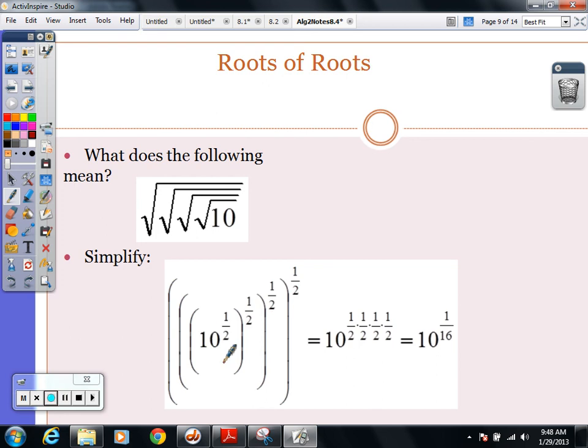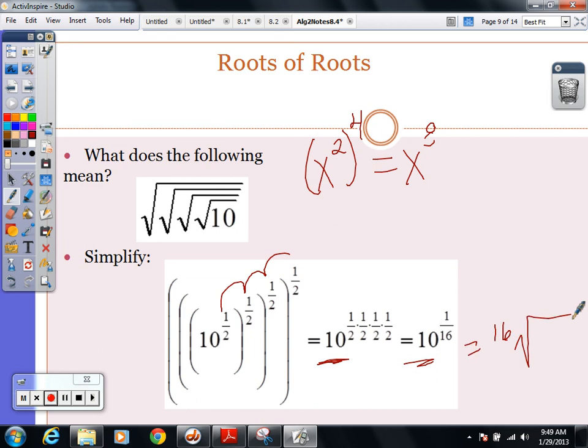This is not as bad, because when I change the square root of 10 to 10 to the 1/2, to the 1/2, to the 1/2, to the 1/2, what we have here is a power to a power to a power. When we have power to a power, if you remember, x squared to the fourth power is x to the 8th. We multiply our exponents when we have power to a power. I'm going to multiply all these 1/2s, and I'm going to get 10 still. Don't change that base, but multiply 1/2 times 1/2 times 1/2 times 1/2, and we get 1/16. Okay? So you could just write the 16th root of 10. Those are equivalent statements. It's kind of interesting and fun, I think.